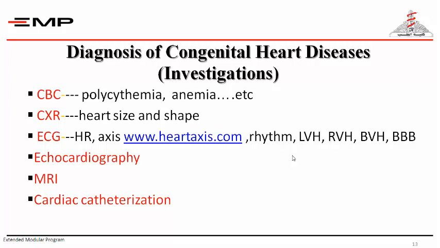Echocardiography, of course, is the cornerstone investigation for congenital heart disease and can pick up most of the diseases, if not all. The MRI is used if you need more sophisticated investigation, to pick up more sophisticated small criteria for the diagnosis, especially for the right-sided heart, and cardiac catheterization.